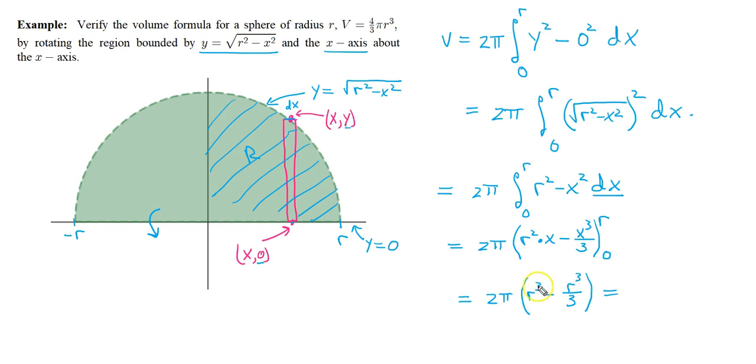And there we go, 2 pi times r cubed minus 1/3 r cubed. And so what is in here is going to be 2/3 r cubed, and 2 times 2 gives us our answer, 4/3 pi r cubed. And there you go, we have just verified the volume formula for a sphere of radius r. And also, just notice that when I plugged the 0 in here for the x, I got minus 0 here, so I just left that out.